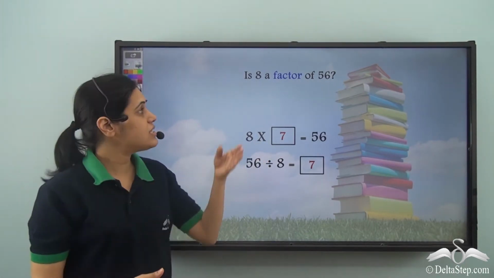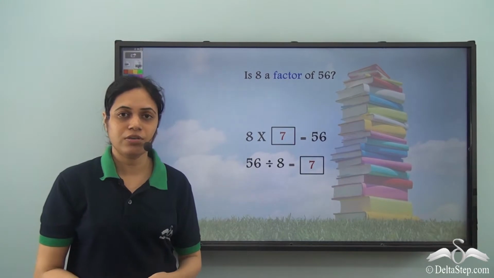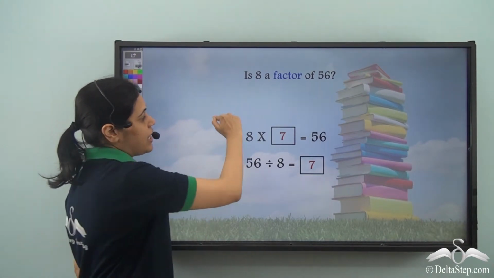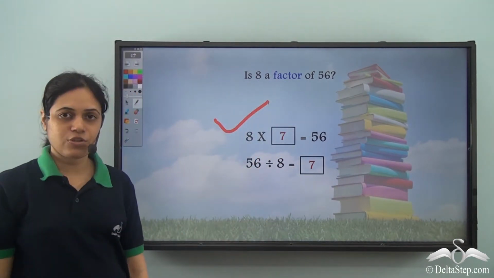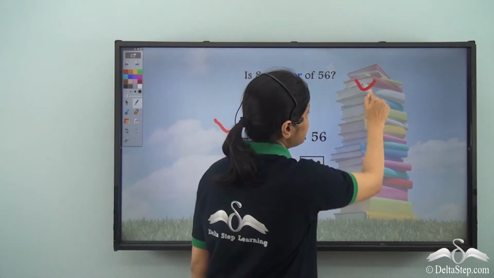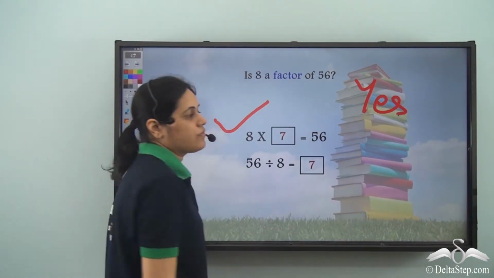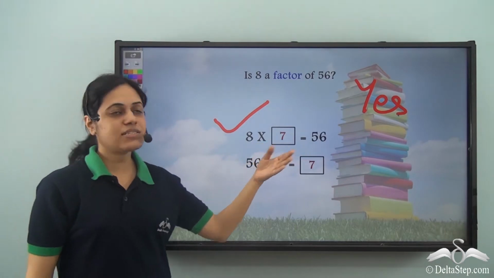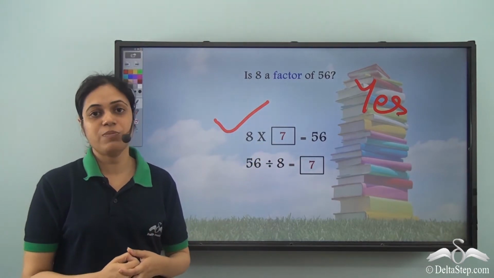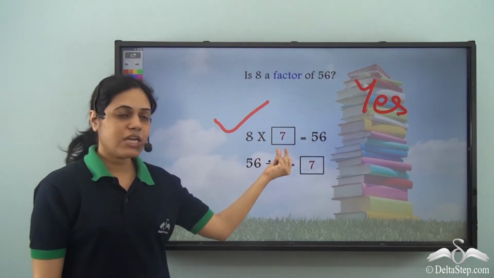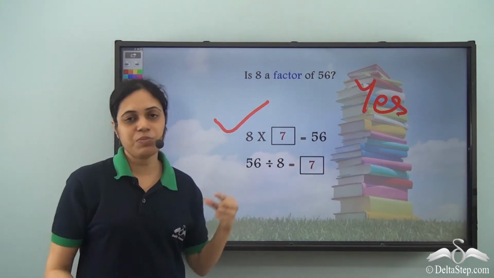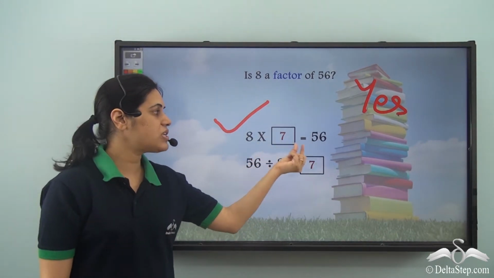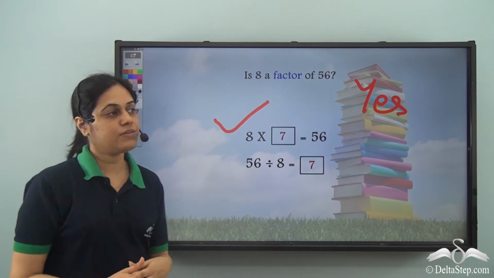So now is 8 a factor of 56 or not? Well, yes, 8 is a factor of 56. So the answer is yes. So 8 is a factor of 56 because 8 into some other number gives me 56. 8 into 7 is 56.